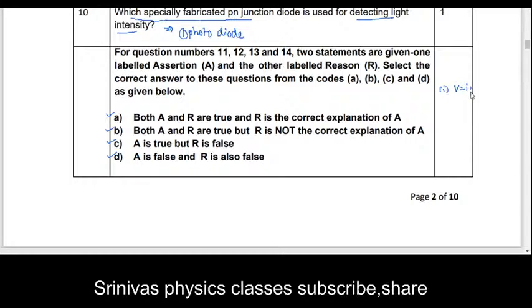V is equal to IR. They will give one statement as the assertion. Then in the reason they will give something like this: according to Ohm's law, V is proportional to I. V is equal to IR is the statement, the assertion. Reason they give: V is proportional to I.